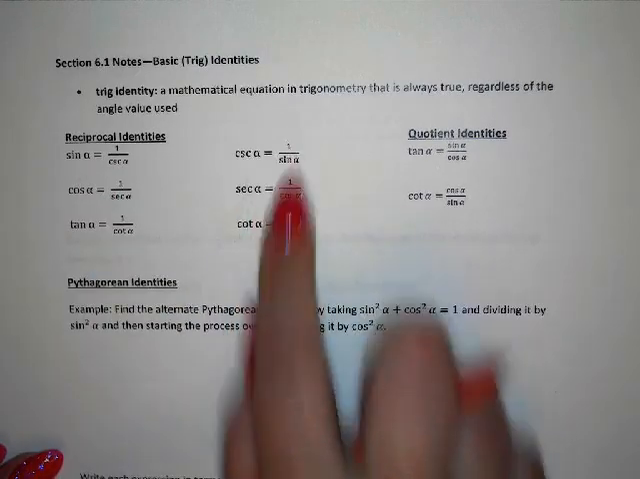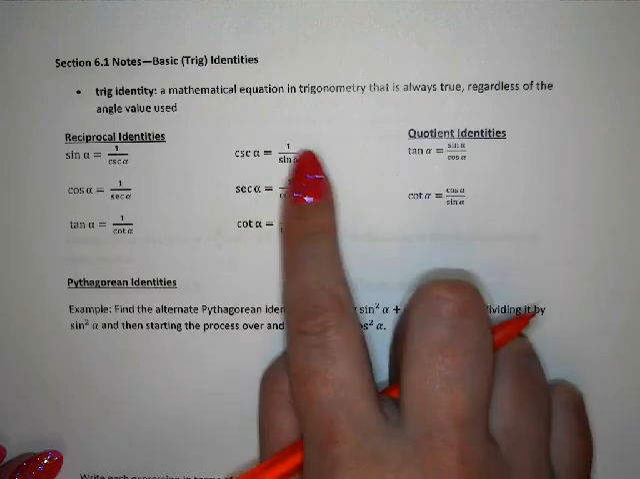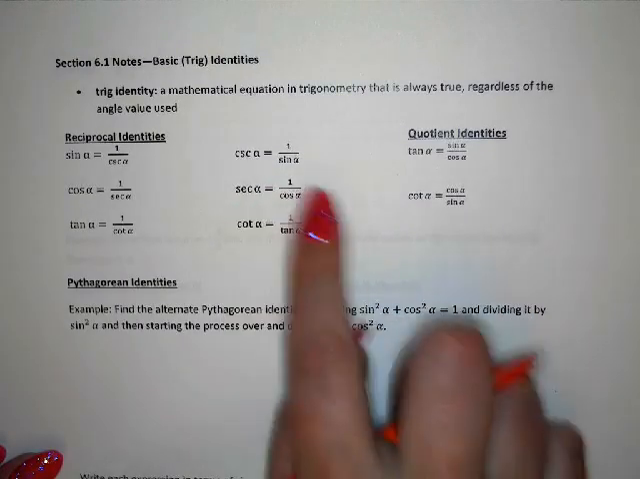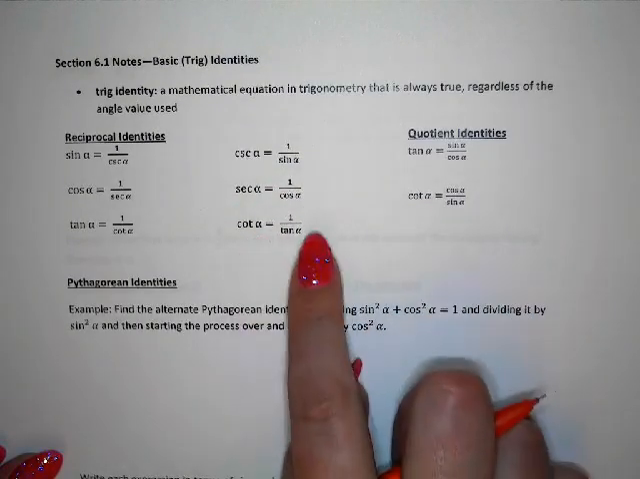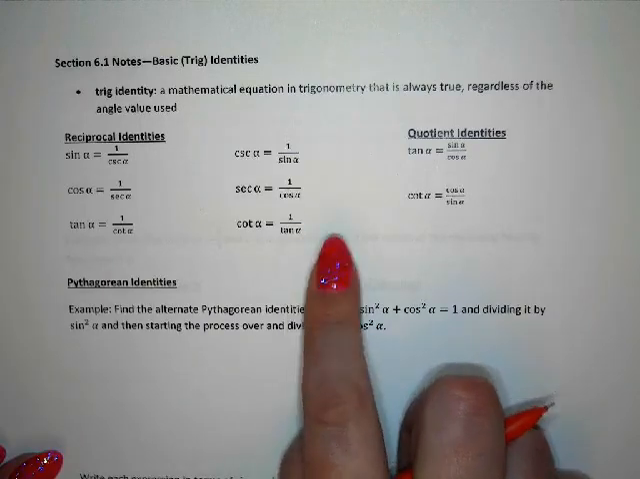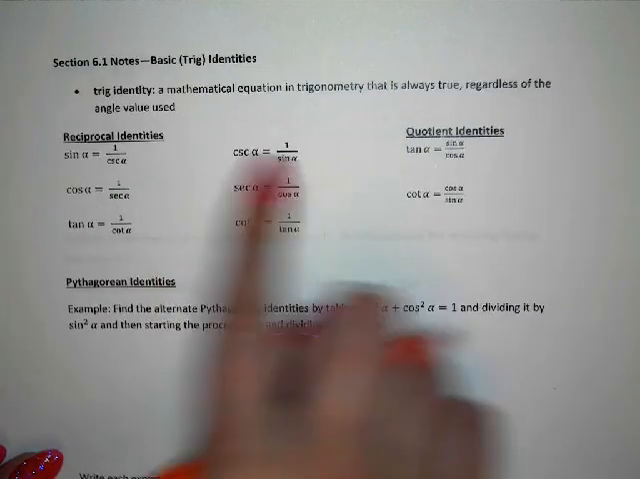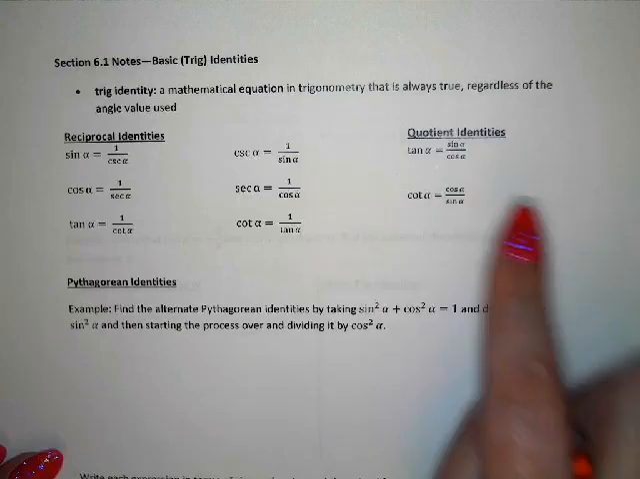And then the opposite is true for all of these. Cosecant is the same as 1 over sine, secant is the same as 1 over cos, and cotangent is the same as 1 over tan. So these are identities that we've already learned about and know to be true.